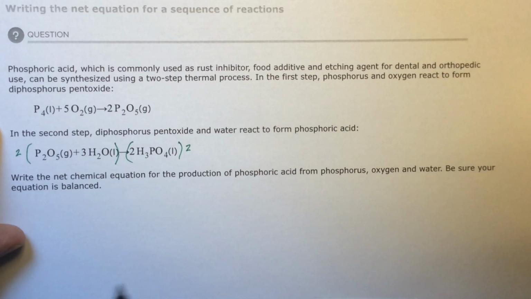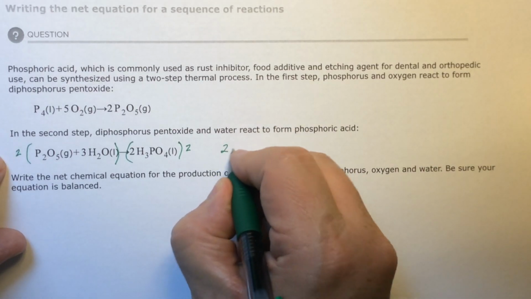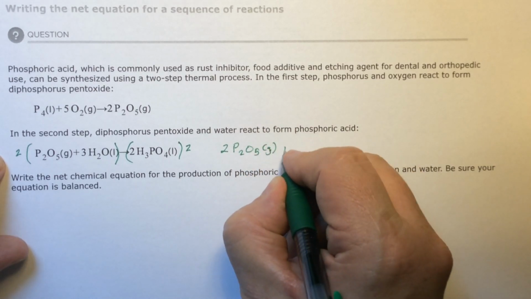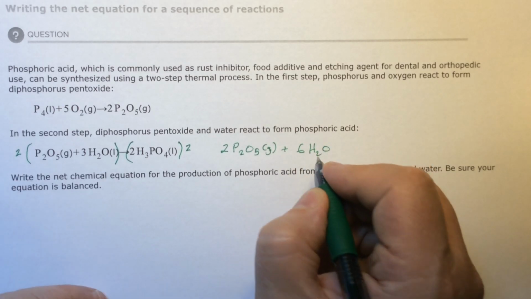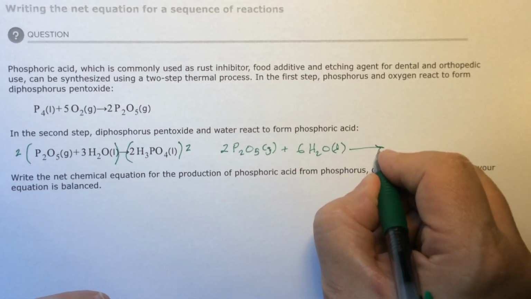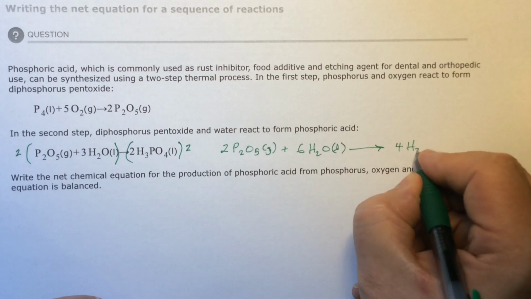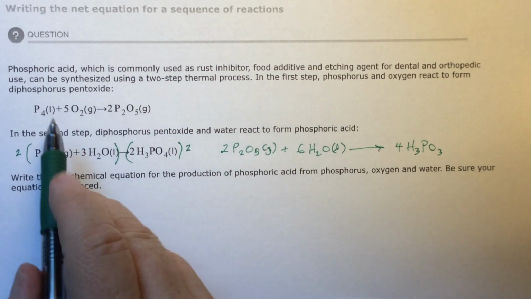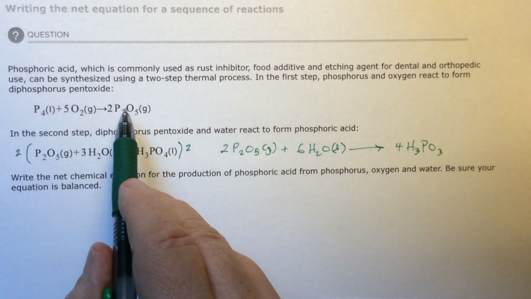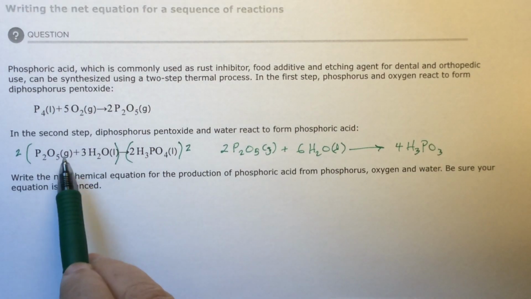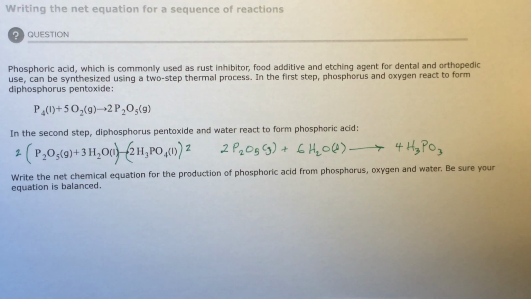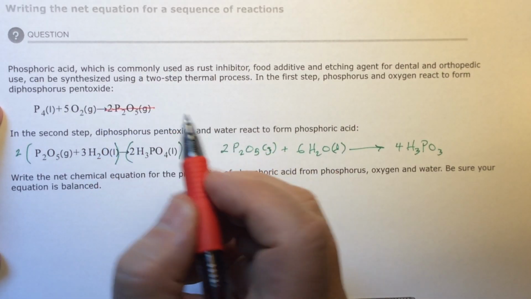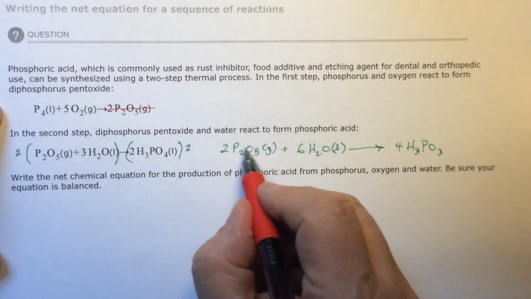All right. So writing it out, I've got 2 P2O5, gas, plus 6 H2O, liquid, yields 4 phosphoric acid. Now we see that in the first part, 2 of these are made, and in the second part, 2 of these go away. That means that I can cancel them. I can cancel them on this side, and I can cancel this on this side.